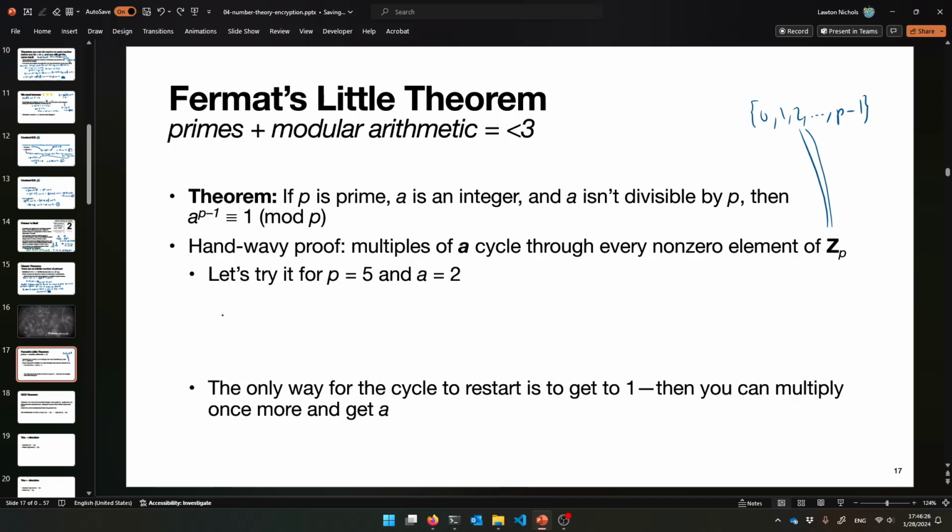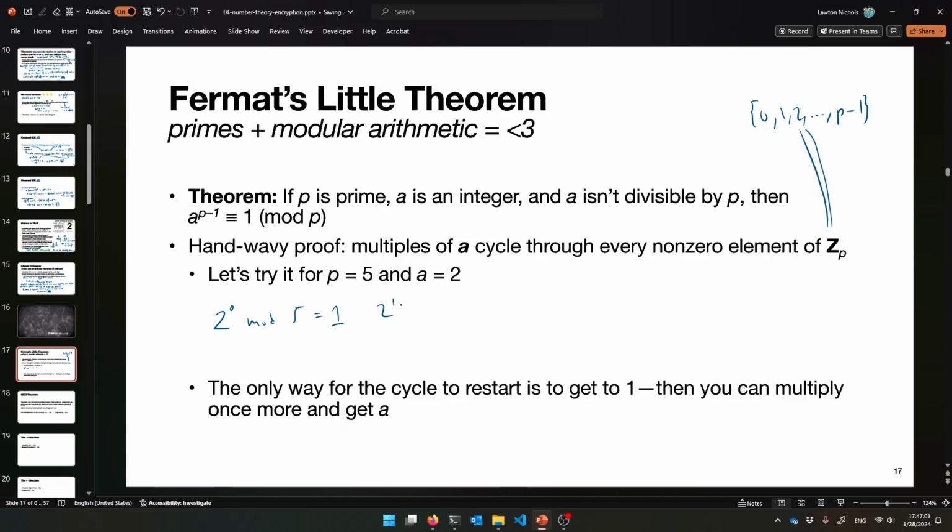So let's say we're doing 2 to the power of 4 mod 5, where 5 is p. So let's work our way up there. Here's my proof to you. Multiples of a cycle through every element of Z_p. Watch. We get every non-zero element, by the way. 0 keeps things 0, as it does in normal arithmetic. But 2 to the 0 mod 5, well, that's just 1 mod 5, which is 1.